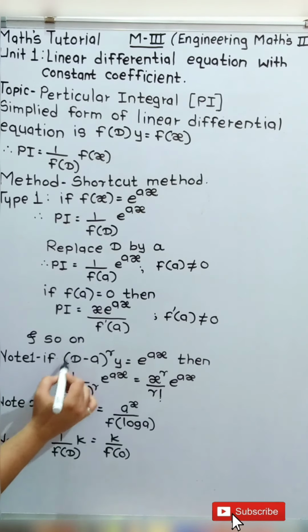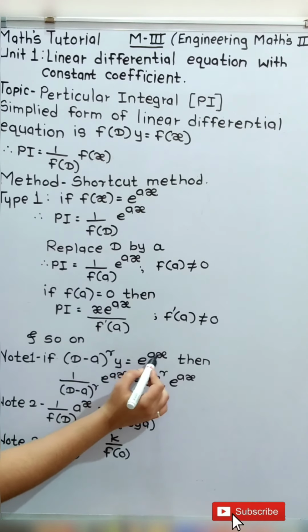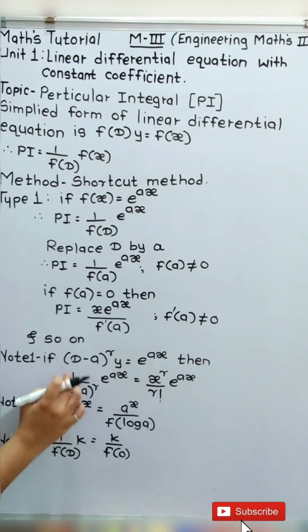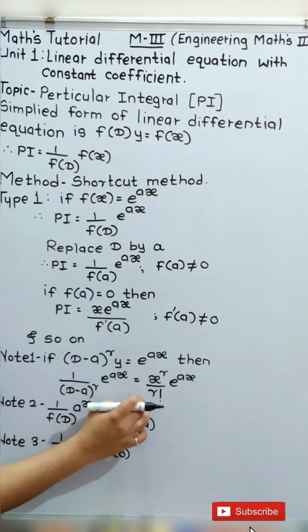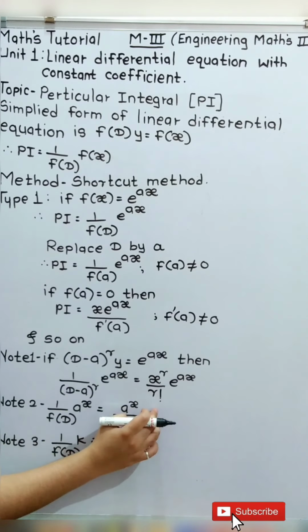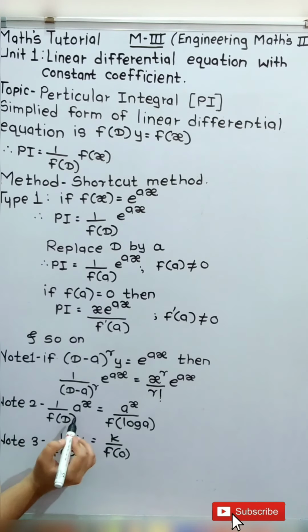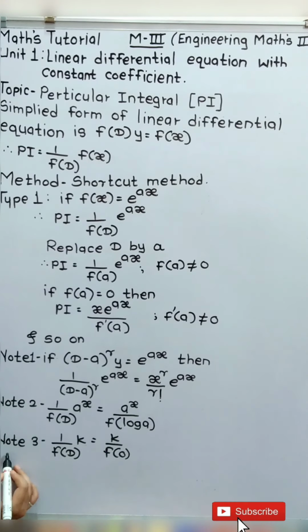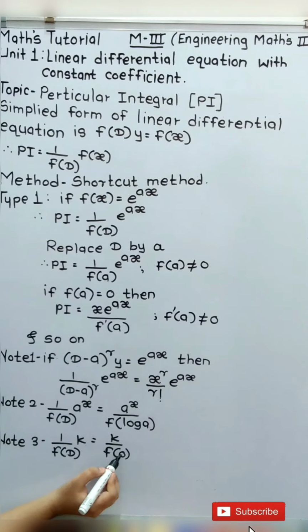Note 1: if (D minus a) raised to r into y is equal to e raised to ax, then 1 upon (D minus a) raised to r into e raised to ax is equal to x raised to r upon r factorial into e raised to ax. Note 2: 1 upon f of D into a raised to x is equal to a raised to x upon f of log of a. And note 3: 1 upon f of D into k is equal to k upon f of 0, that is, put the value of D as 0.